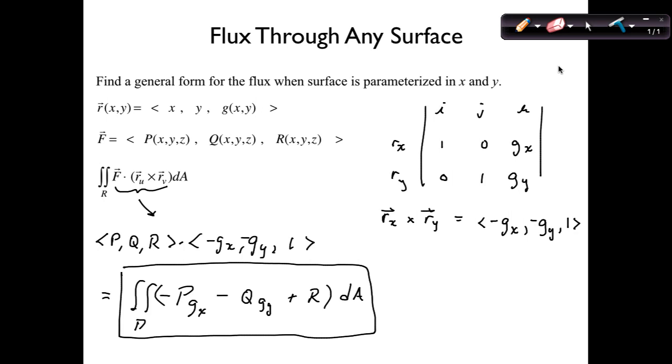So let's get to a longer example. The previous example we did, was that flux through an open surface or closed surface? The part of the paraboloid over the square. That was an open surface, right? It had like a top side and a bottom side. So let's do one for a closed surface.